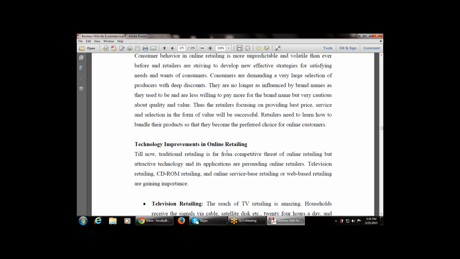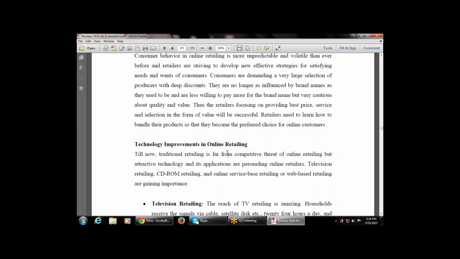Till now, traditional retailing is far from a competitive threat of online retailing, but attractive technology and its application are persuading online retailers. Television retailing, CD-ROM retailing, and online service-based or web-based retailing are gaining importance. These are the various technologies used for online retailing.